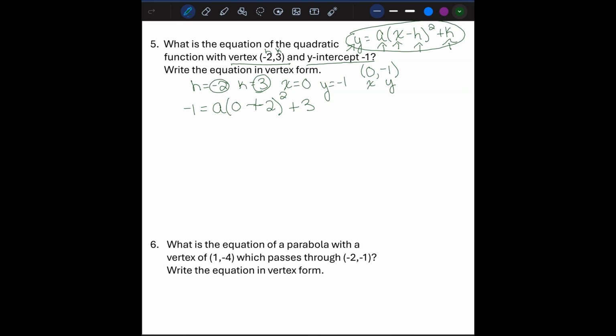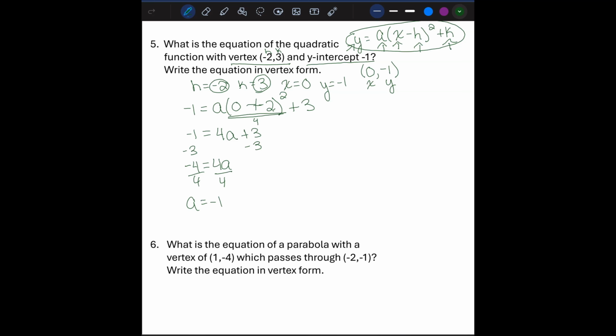And now I'm just going to solve. Well, I have a times this. Well, 0 plus 2 squared would be 2 squared, which is 4. So this is a times 4. Well, we would write that as 4a plus 3. So now I'm going to solve. I subtract 3, which gives me -4 equals 4a, divide by 4. So I know that a is -1.